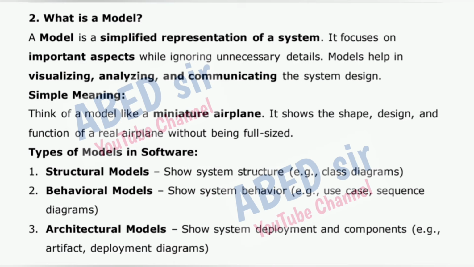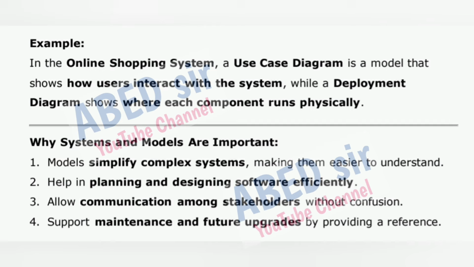Types of models in software. 1. Structural models show system structure, example, class diagrams. 2. Behavioral models show system behavior, example, use case, sequence diagrams. 3. Architectural models show system deployment and components, example, artifact deployment diagrams. Example. In the online shopping system, a use case diagram is a model that shows how users interact with the system, while a deployment diagram shows where each component runs physically.